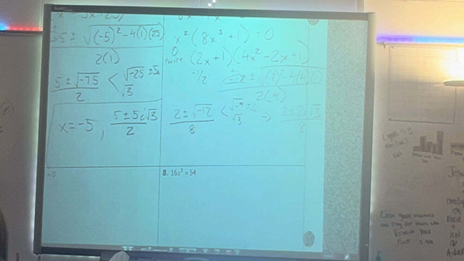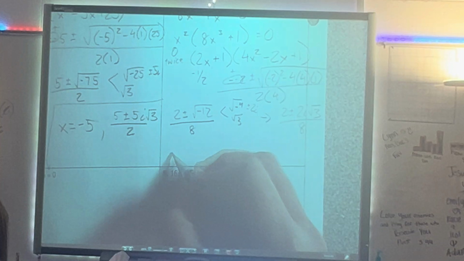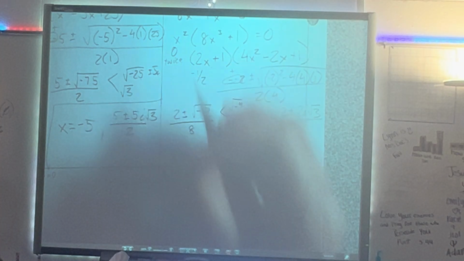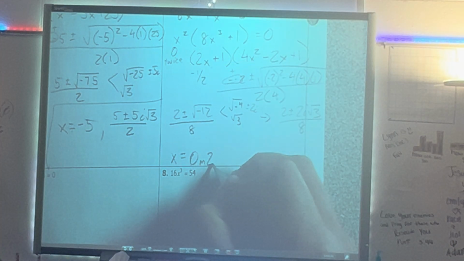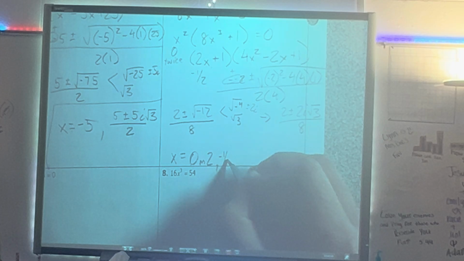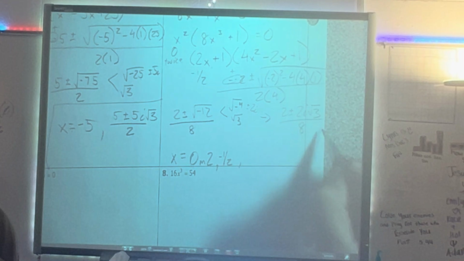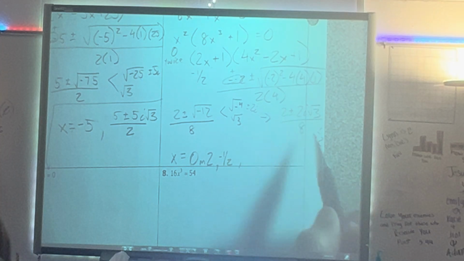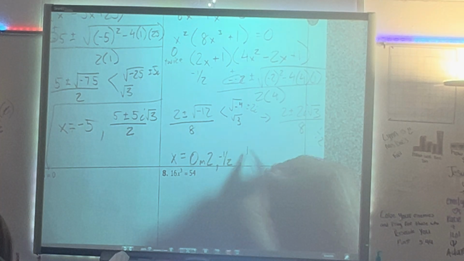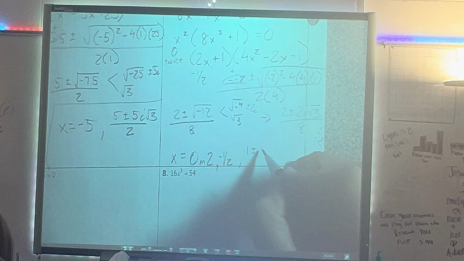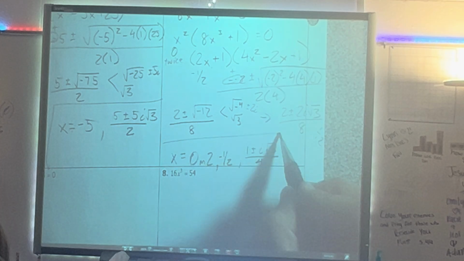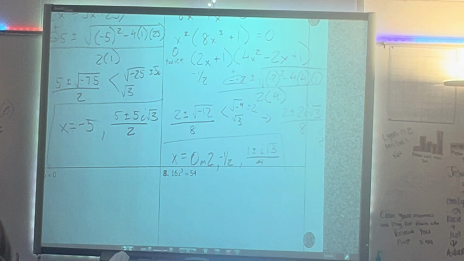By 2. Alright, so I'm going to go ahead and write my answers down here. I've got x is equal to 0 with the multiplicity of 2. I have negative 1/2. And then, when I take this and divide everything by 2, because that's what I'm dividing by, 2 divided by 2 is 1. 2 divided by 2 again is 1, which has an i with it. Square root of 3 over 4. And now I have them all. Are we okay there?